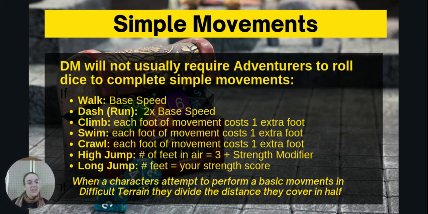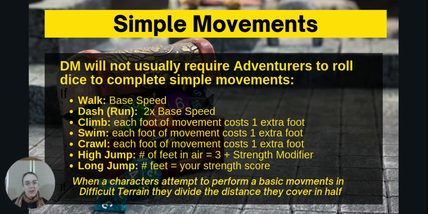Now, here are some of the simple movements you could be performing. You could walk, dash, climb, swim, crawl, high jump, where you're trying to jump as high as you can, or long jump, where you're trying to perhaps jump over a crevice. And then, of course, there is difficult terrain, which would be like bushes or swampland, where it just takes you longer to move.